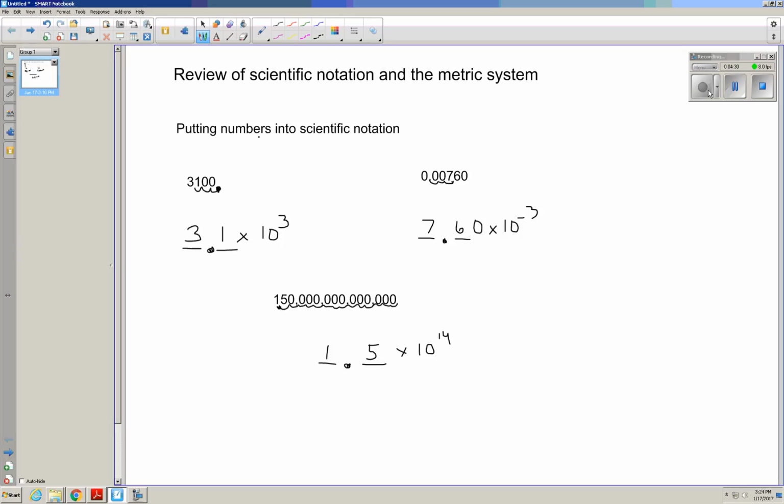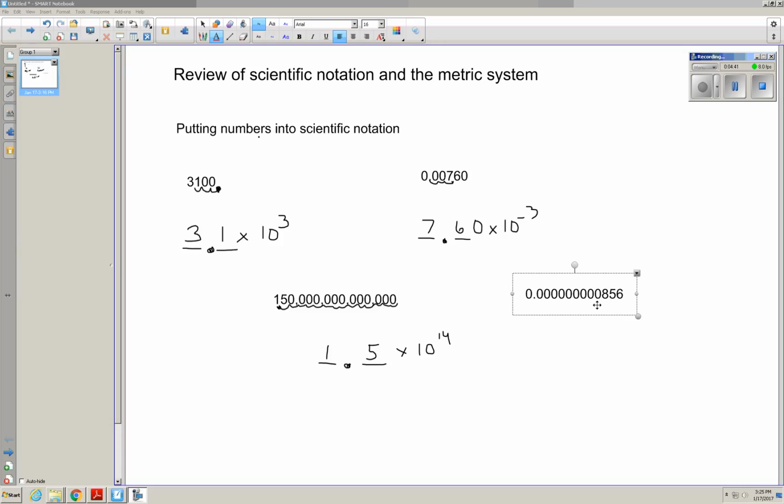Okay, the same type of thing happens with really small numbers. I mean really small numbers. So here's a really small number. I don't even know what this number means. Sometimes it represents the amount of money in my bank account, but this number would be much better in scientific notation. And to get there, I need the decimal point to be somewhere between the 8 and the 5.